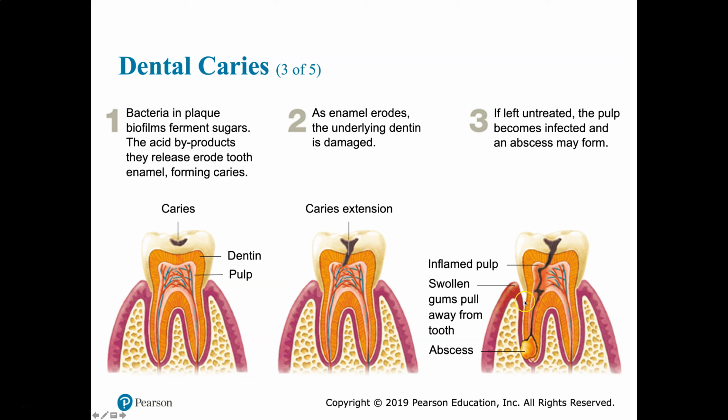Notice the other thing about this is look at the gums. Over here they're healthy. But as you start to get more severe, the gums become swollen and they actually pull away from the teeth. And we'll talk about periodontal disease in a second, but the gum starts to swell and pull away from the teeth, which, if untreated, can actually cause teeth to fall out if the gums recede too much.